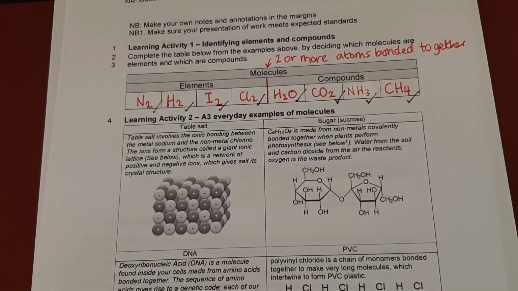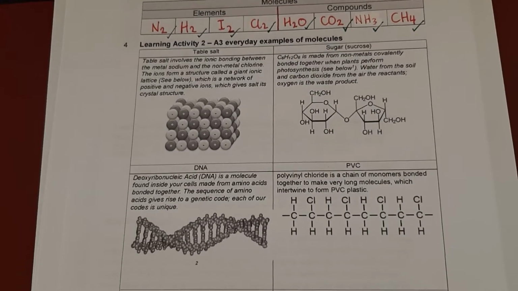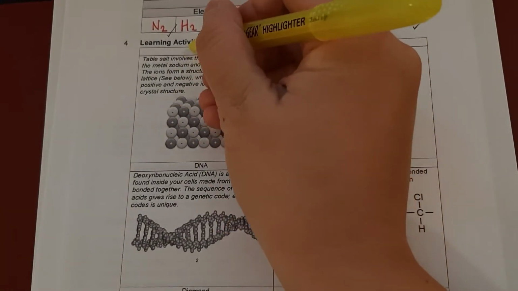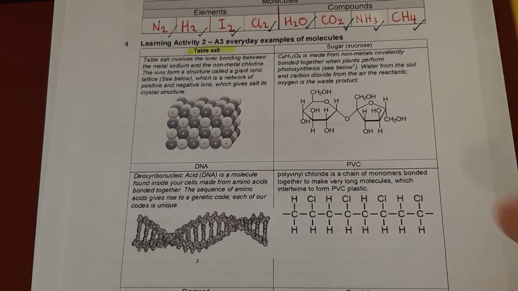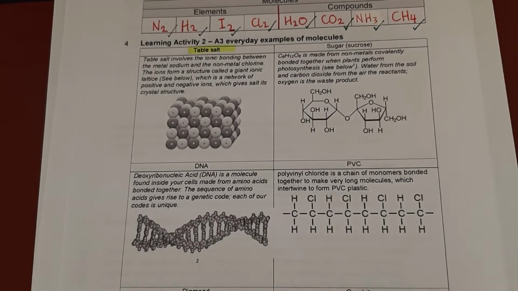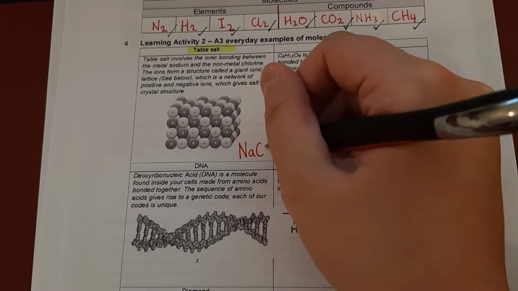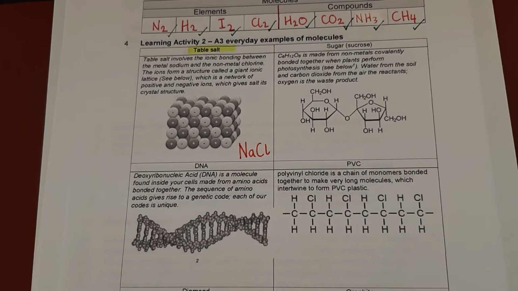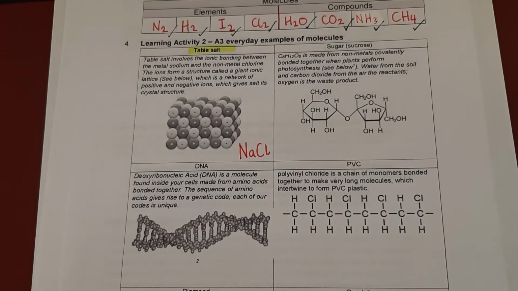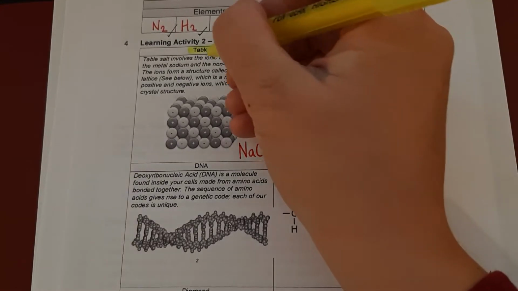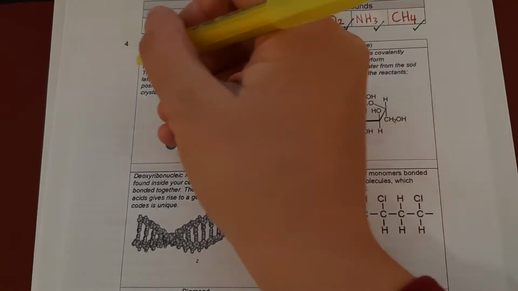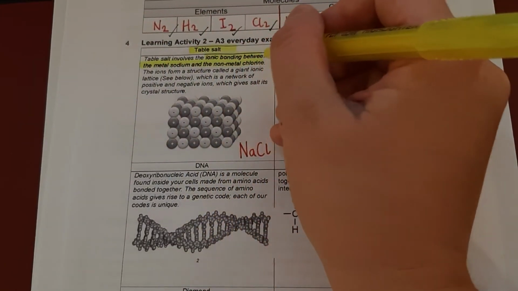Now we're going to have a look at some everyday examples of molecules. So first of all, we have table salt. And you may recall from earlier, table salt can also be written as NaCl, sodium chloride. Now, table salt involves ionic bonding between the metal sodium and the non-metal chlorine.